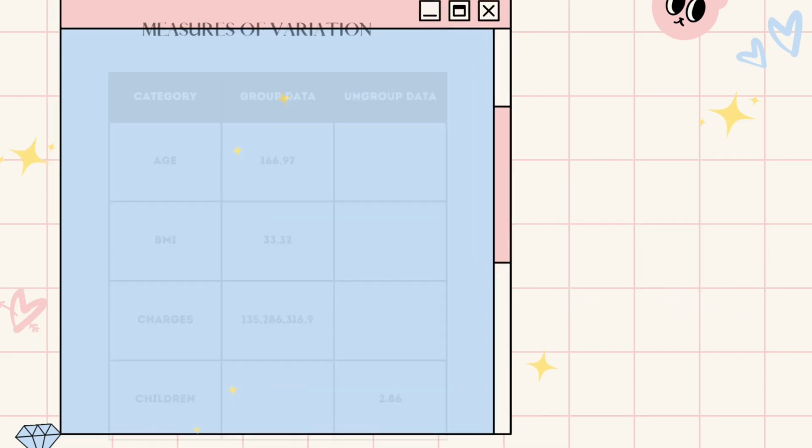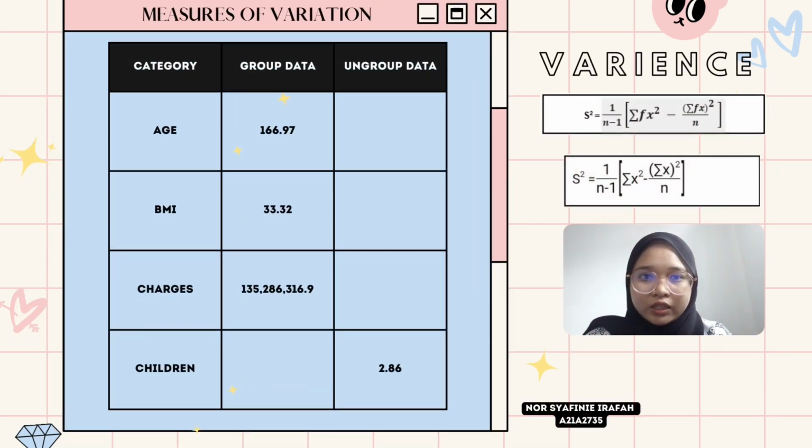And lastly, in measure of variation, we have two categories. First is variance. To calculate the variance, we can use the formula S square equal to 1 divided by n minus 1 times (sum of fx square minus (sum of fx) square divided by n). This formula we can use for group data. For ungroup data, we can use the formula S square equal to 1 divided by n minus 1 times (sum of x square minus (sum of x) square divided by n).